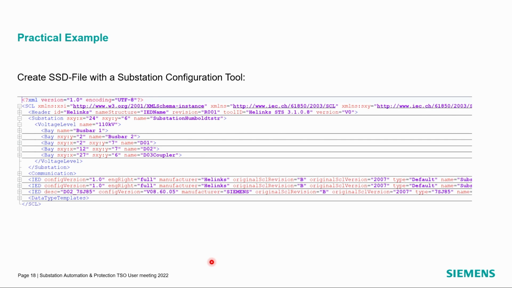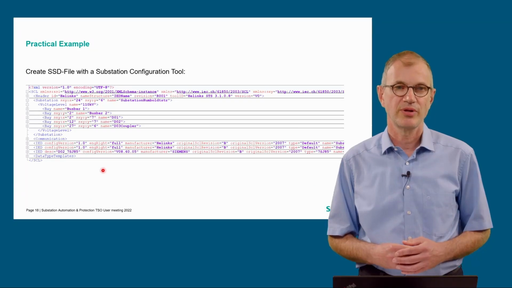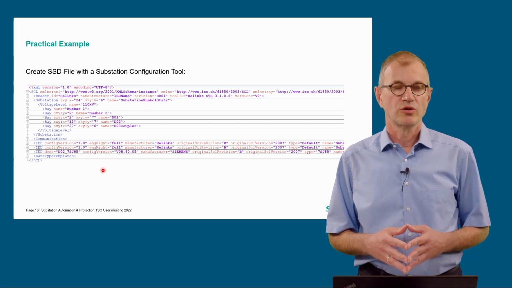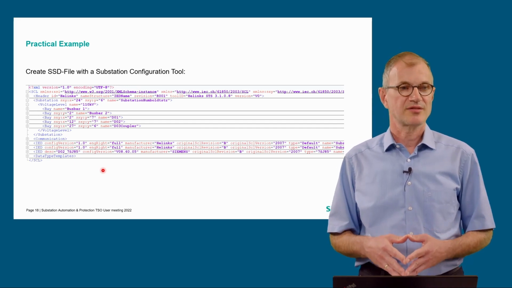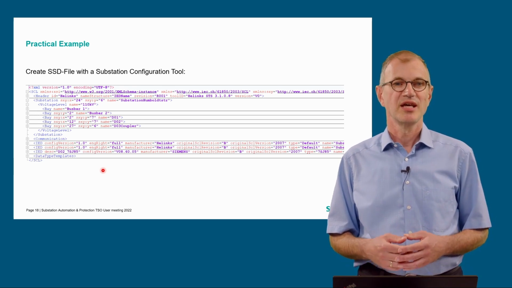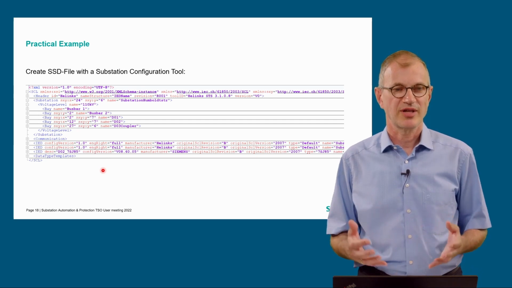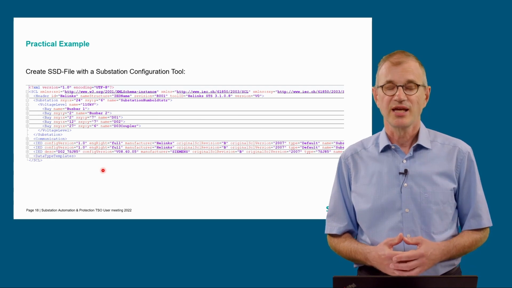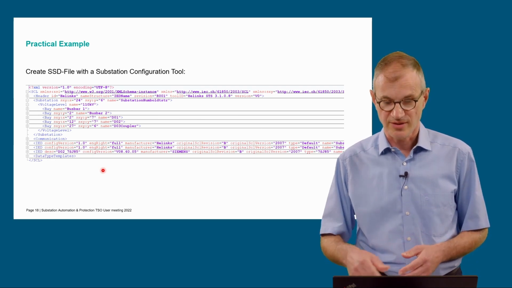But if you open all these small plus signs here, you will end up in a file having nearly 8,000 lines, even in such a simple example. So this is a very good task for a tool like DIGSI to read in automatically. If you would have to check all these 8,000 lines when you configure the devices in DIGSI, that doesn't make sense.